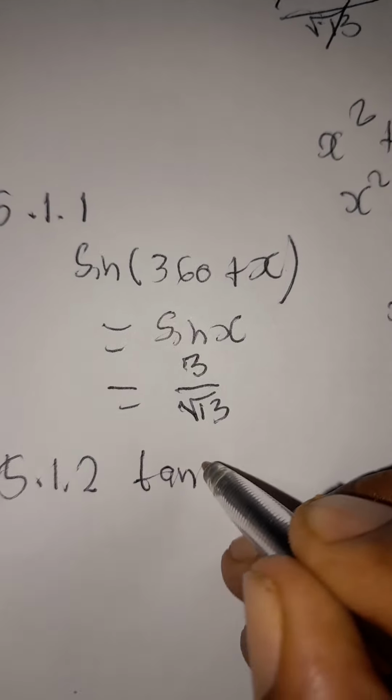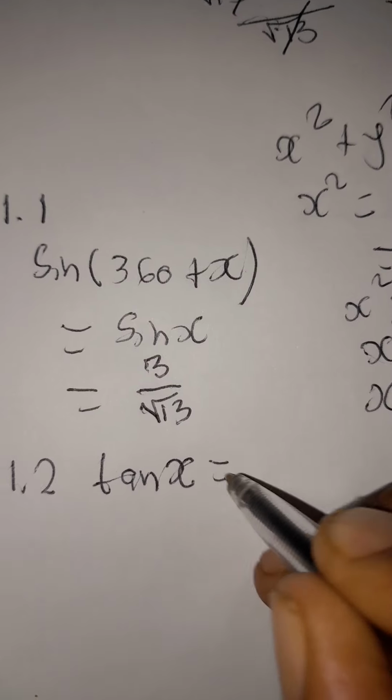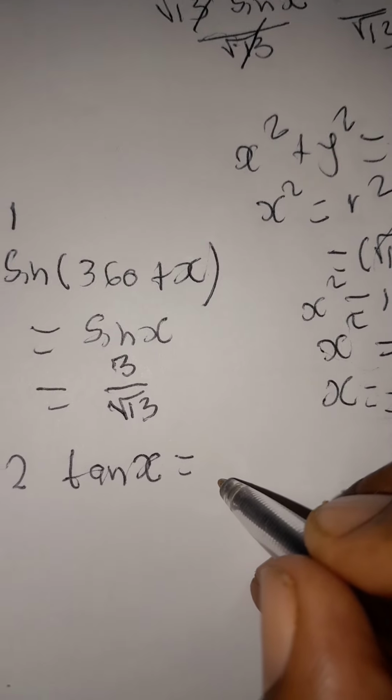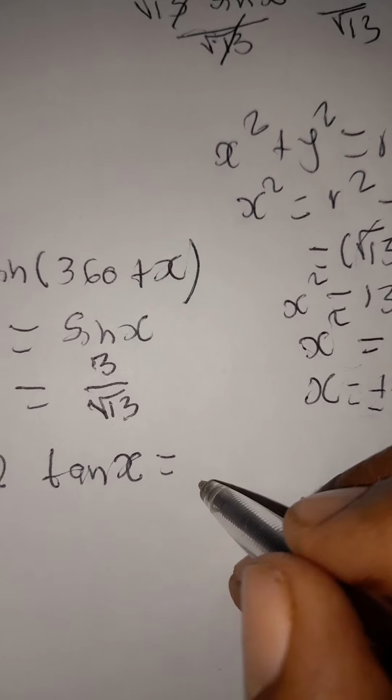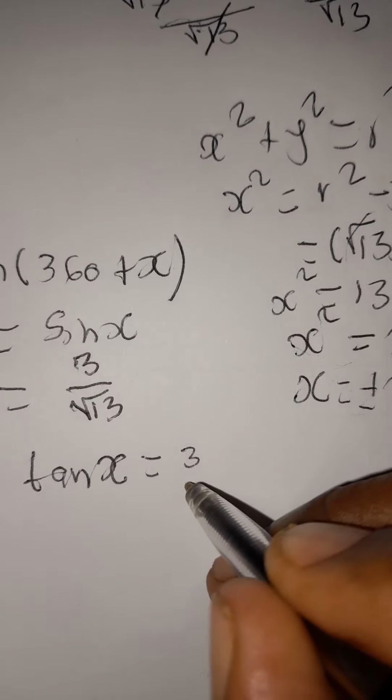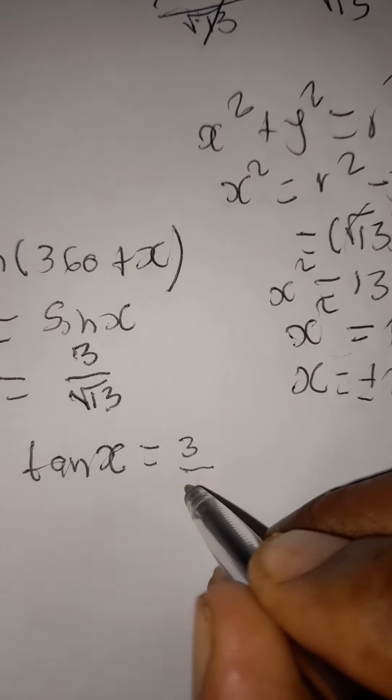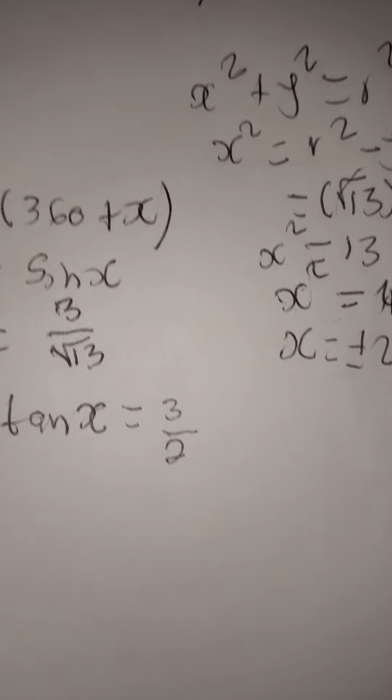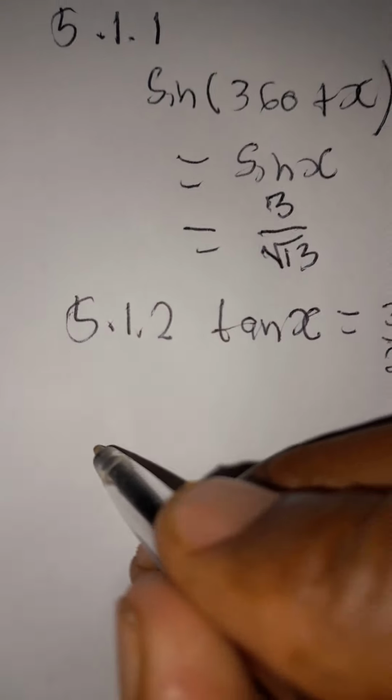Okay. So the next question was saying, without using a calculator, determine the value of tan x. Remember that tan x is opposite all over adjacent. Our opposite, remember that we got 3 and our adjacent was 2. So we will have something like 3 all over 2.